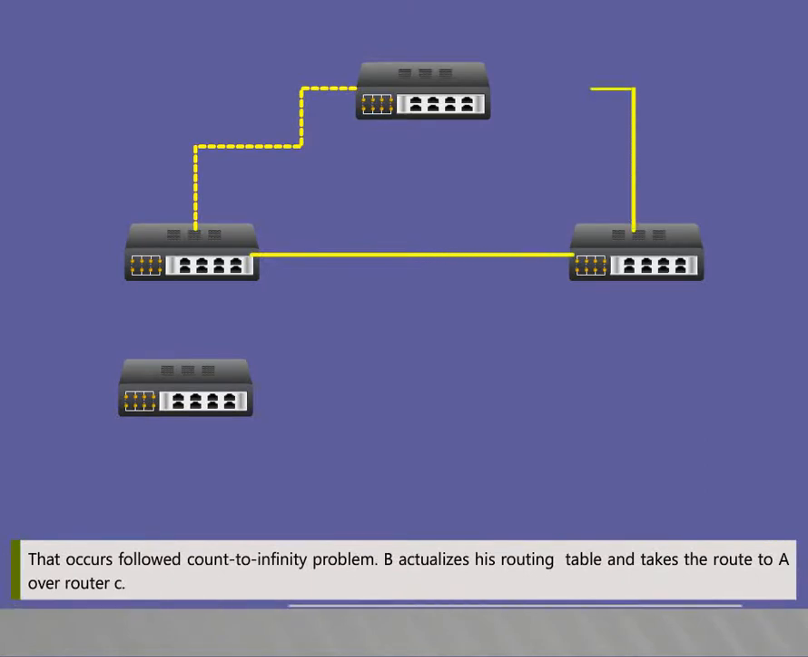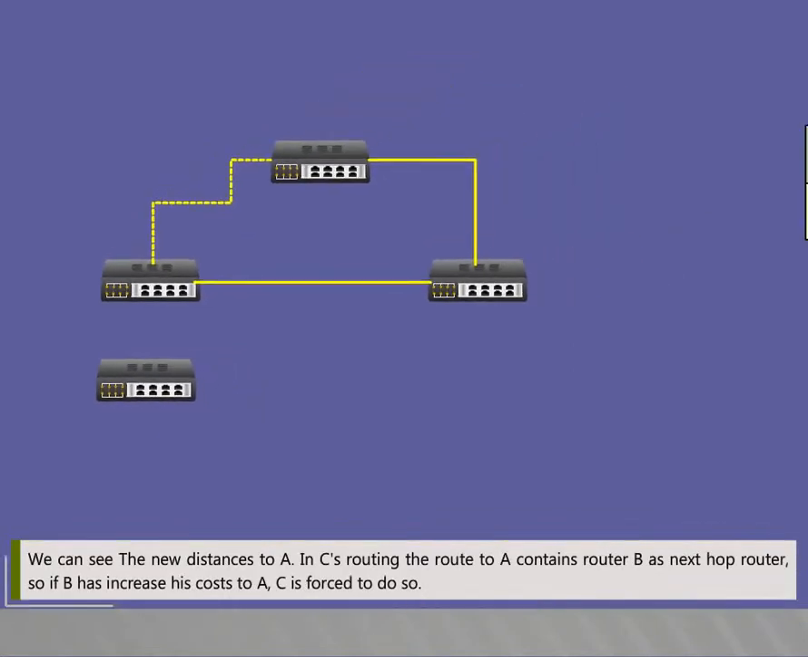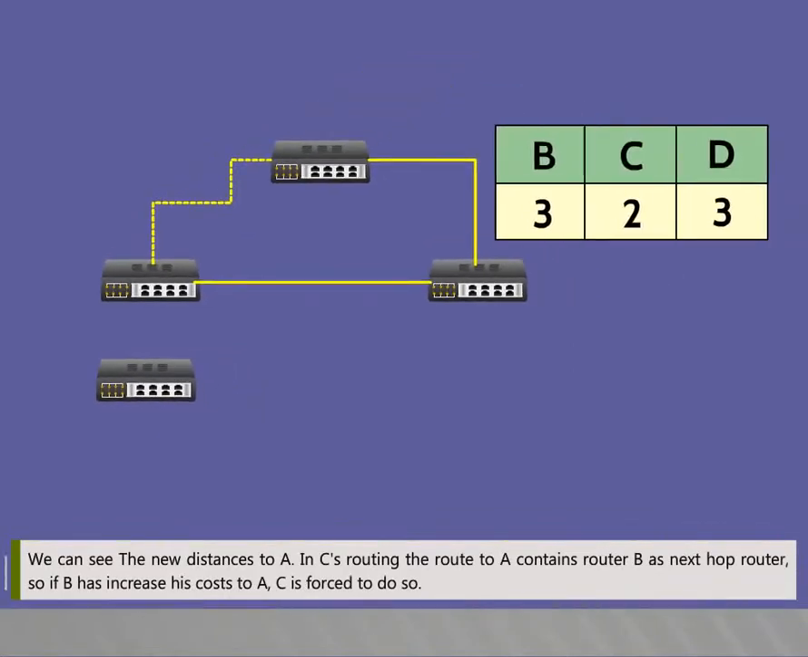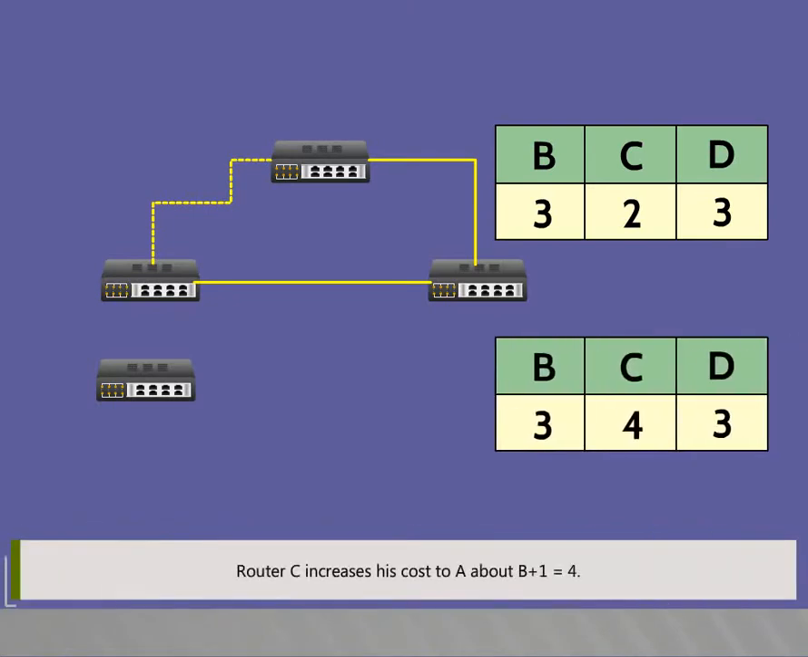B updates his routing table and takes a route to A over router C. We can see the new distances to A. In C's routing table, the route to A contains router B as next hop router. So, if B has increased its cost to A, C is forced to do so. Router C increases its cost to A to B's cost plus 1, which is equal to 4.